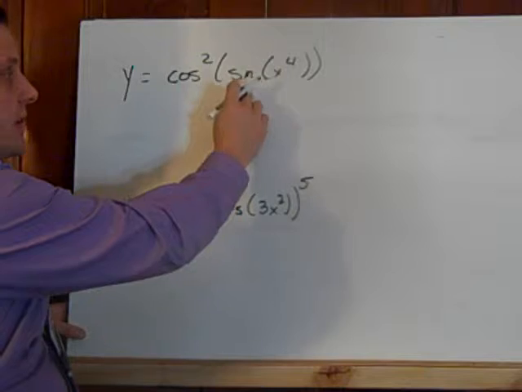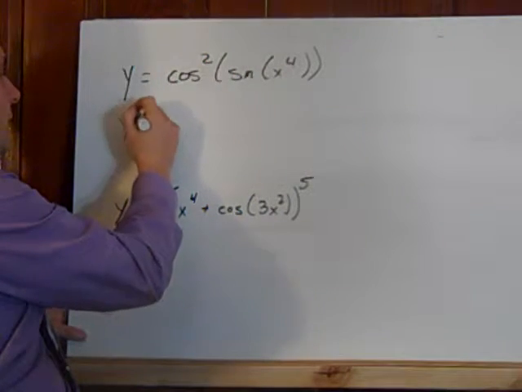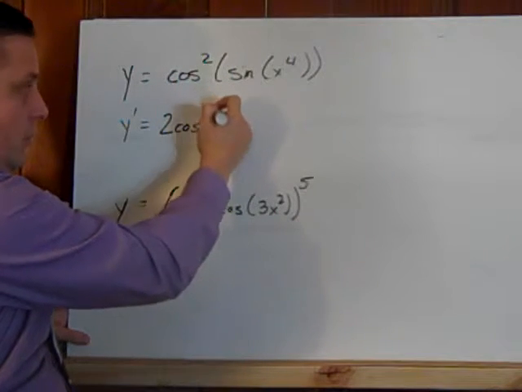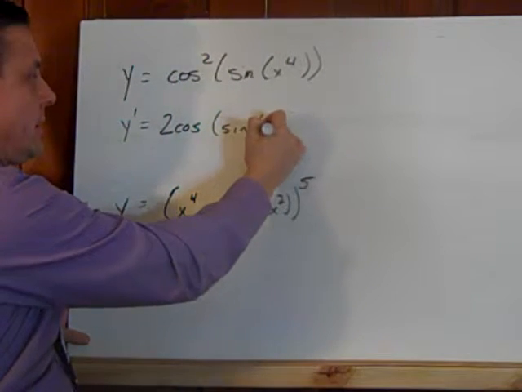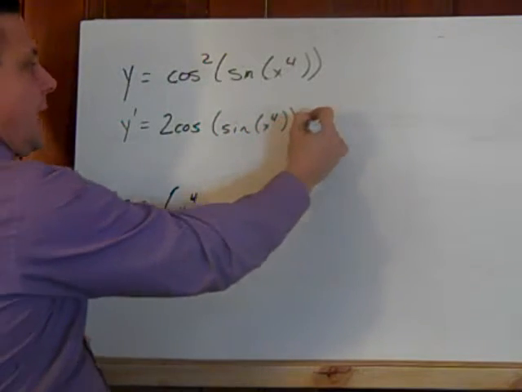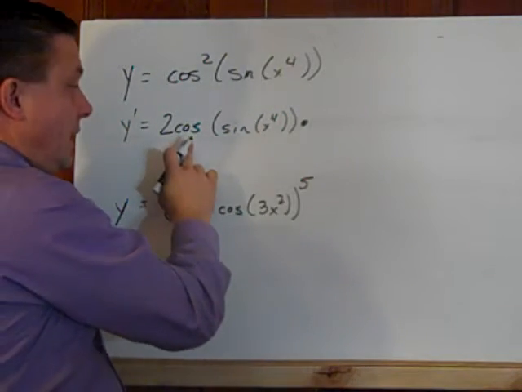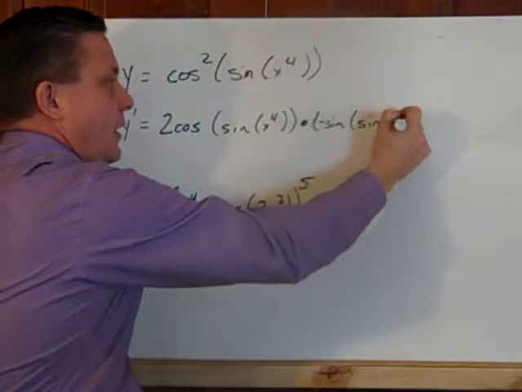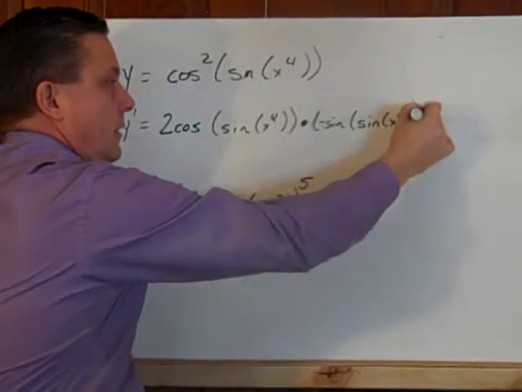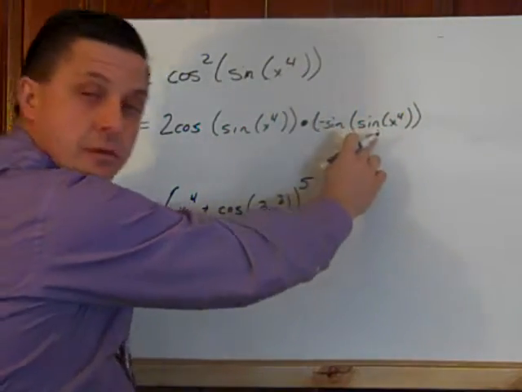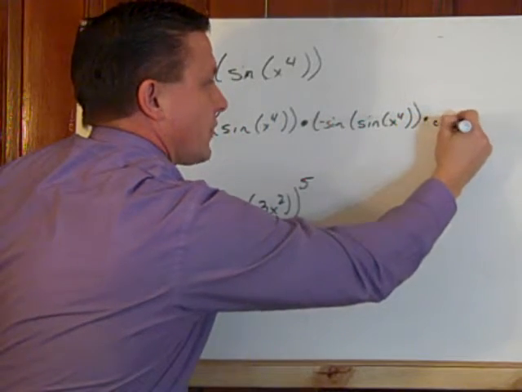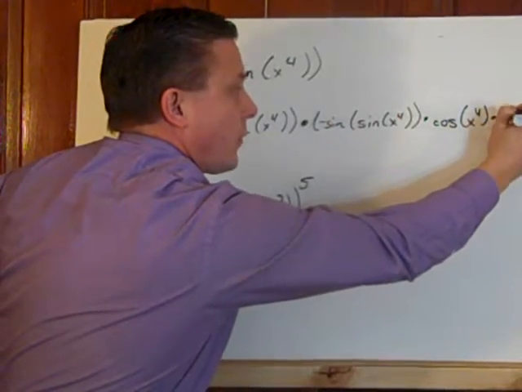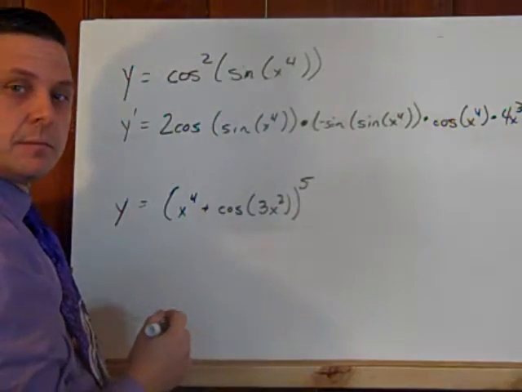Y equals cosine squared of sine of x to the fourth. So y prime, or dy dx, is equal to, bring the power down, 2 cosine, 1 power, I won't write the 1, sine x to the fourth. There's the first step, times. I have to take the derivative of cosine, which is negative sine, and the inside stays the same. That argument, sine x to the fourth. Now I can step inside and say derivative of sine is cosine. And finally step inside, and derivative of x to the fourth is 4x cubed.